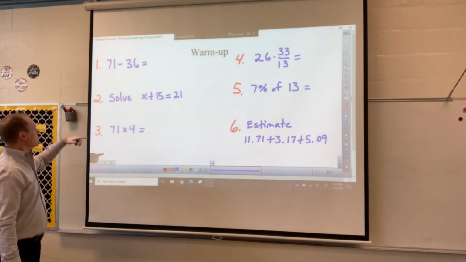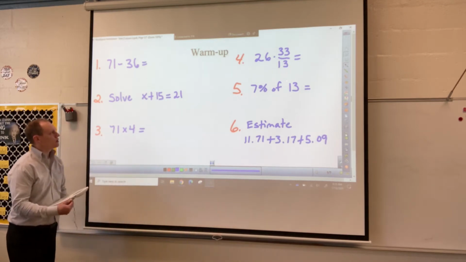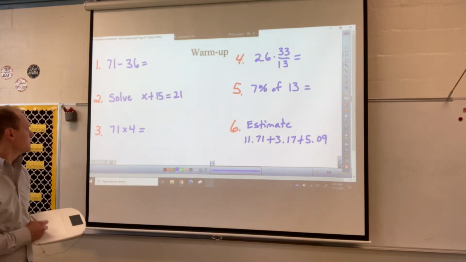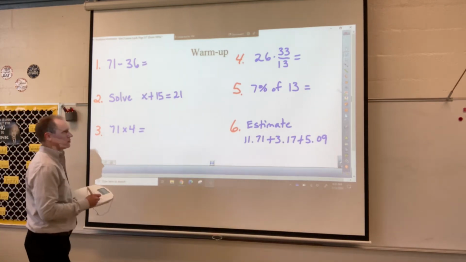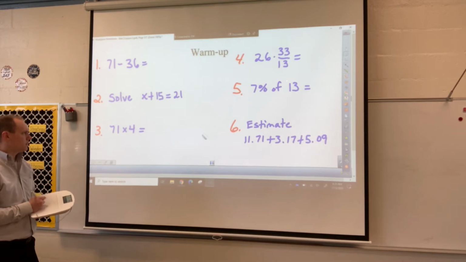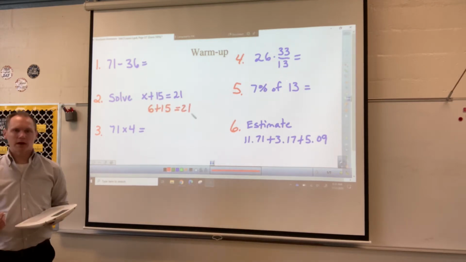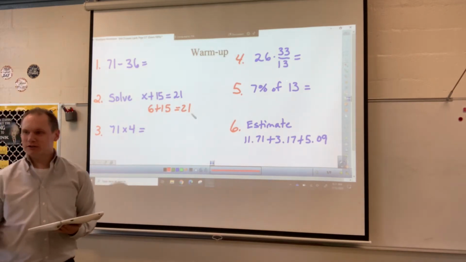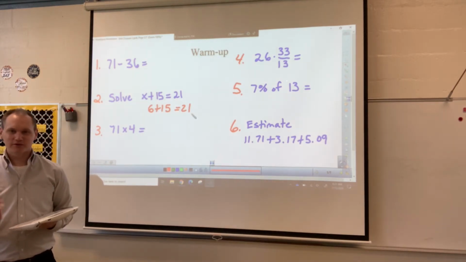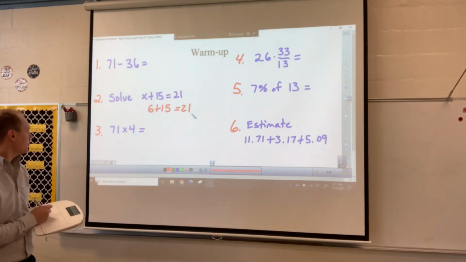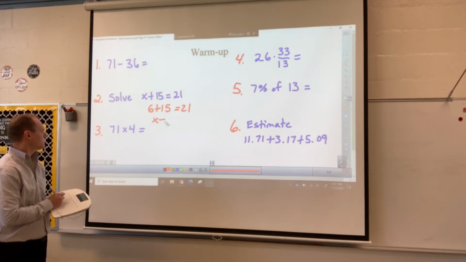All right, number two. Solve x plus 15 equals 21. One way you can do this is just to think about what number plus 15 equals 21. You don't necessarily have to go through the step-by-step process that you may have done before. Just think that 6 plus 15 equals 21, and kind of logic through that. Any other strategies that y'all have done on that one? Did y'all subtract 15 on both sides maybe? You could do that as well. But yeah, x equals 6 in this case.